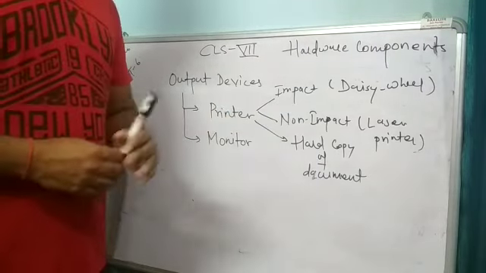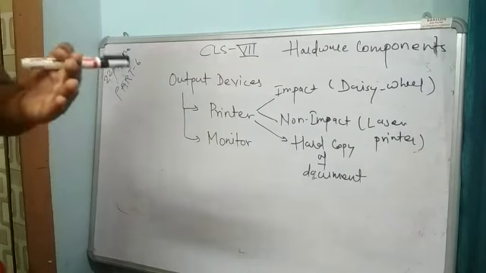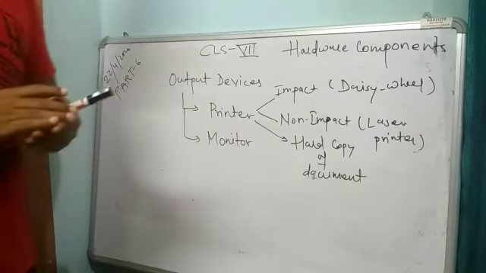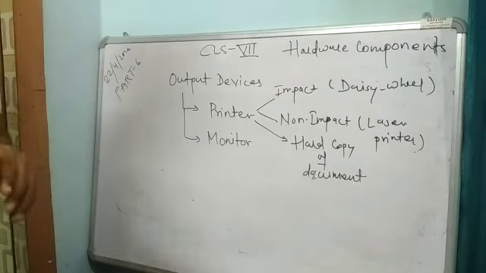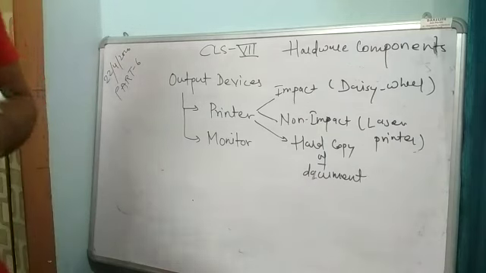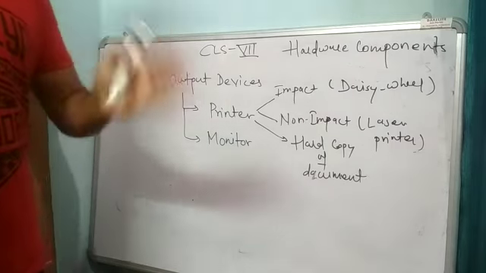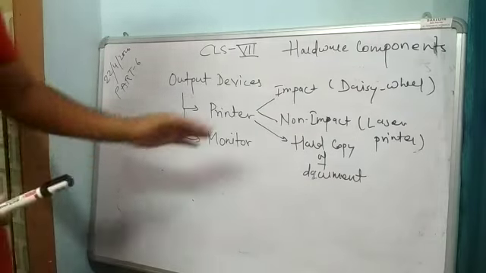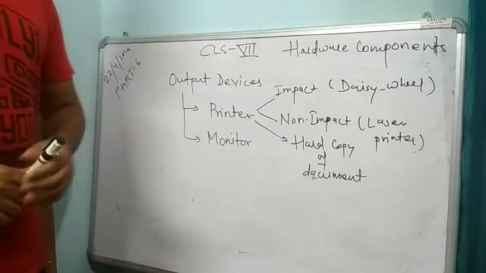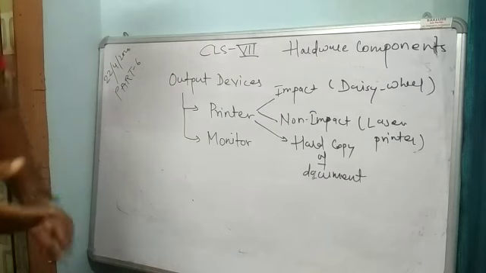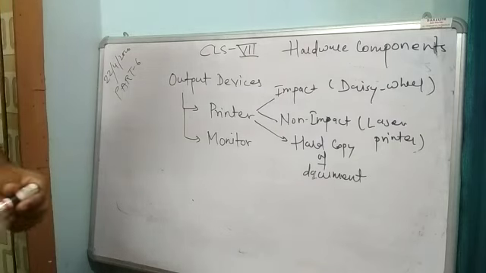Nowadays we are using non-impact printers, where the head of the printer does not touch the paper. So there is no noise, and the speed of non-impact printers is much better than impact printers, like laser printers and inkjet printers. These are in the category of non-impact printers. I hope you have understood the use of printers and their classification: two types, impact printers and non-impact printers. Okay, let's move on to the next output device, that is the monitor.